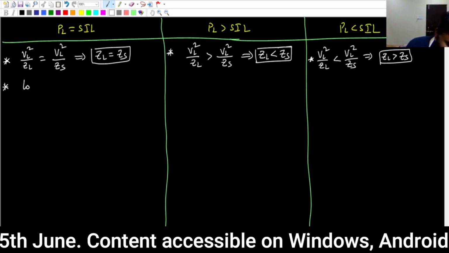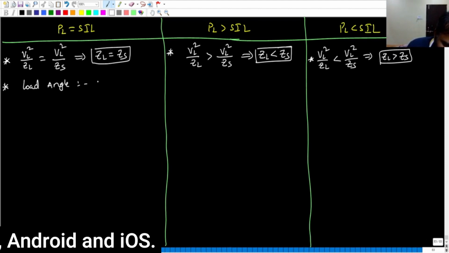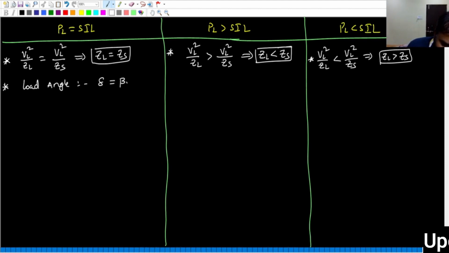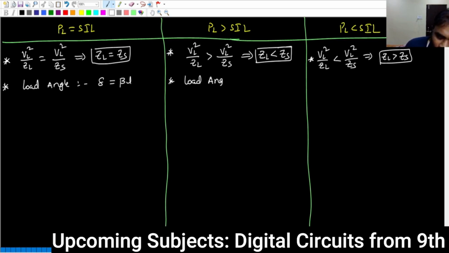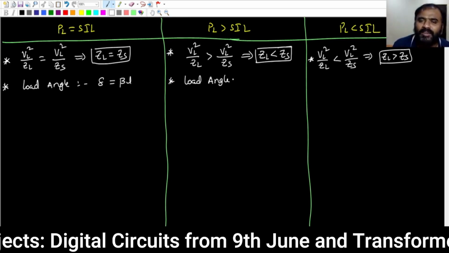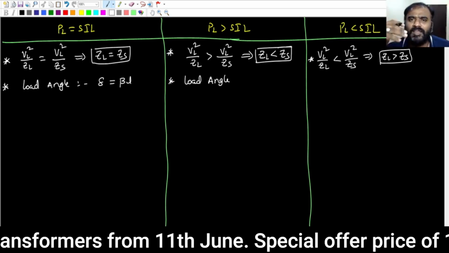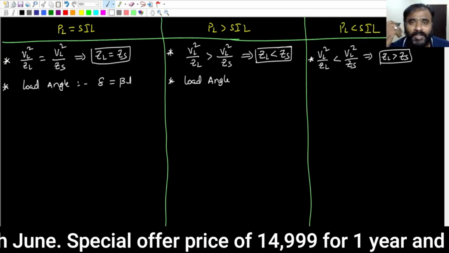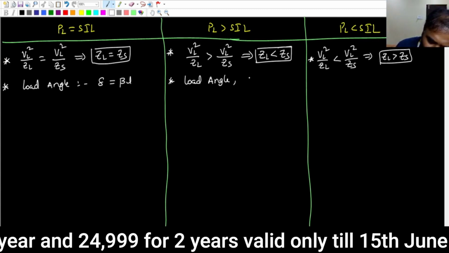What about load angle under surge impedance loading? Load angle equals delta, that is beta L. Now tell me, what about the load angle here? You are transferring more power here. If power is more, load angle is also more. Load angle indicates how much power you are transferring. I told you clearly, if power increases, load angle also increases. So here load angle is what now?